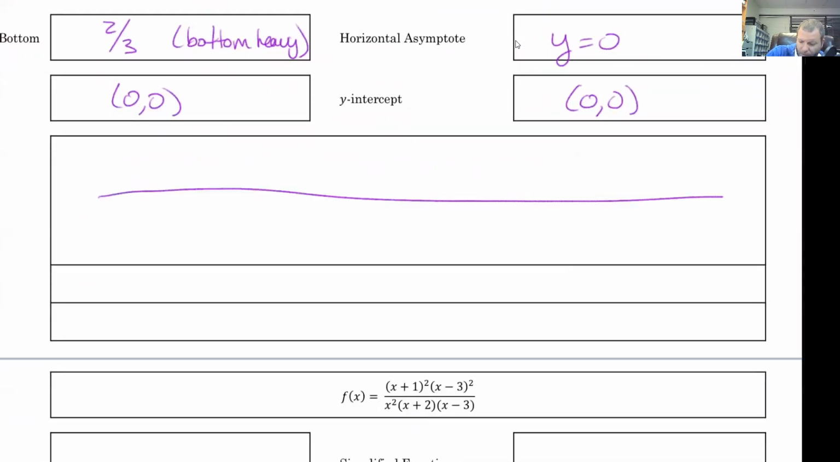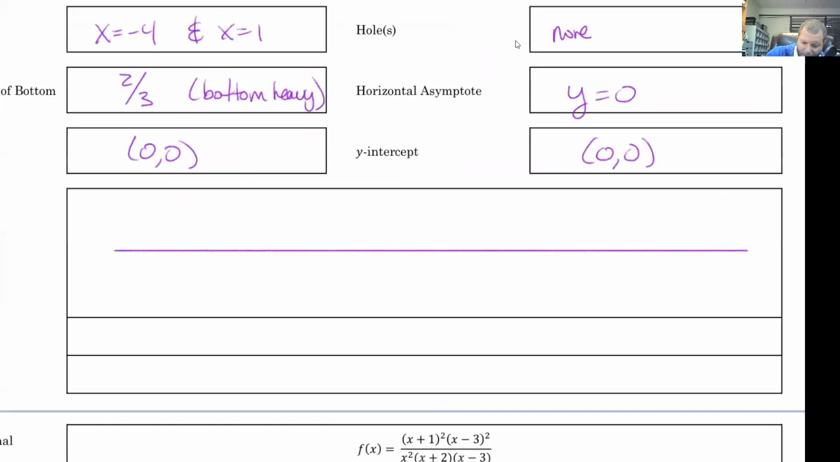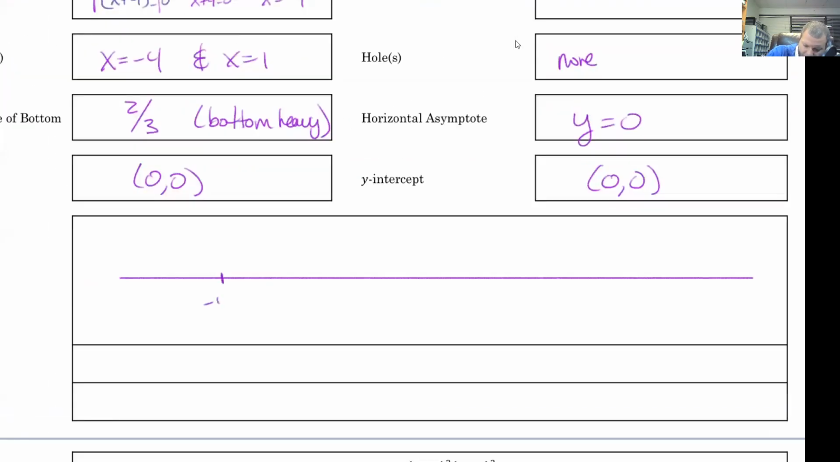All right, so then table of signs time. Here's our table of signs. We have a vertical asymptote at -4, an x-intercept at 0, and a vertical asymptote at 1. I'm just going to draw some vertical asymptotes in to remind me, and throw in a 0 right here. You don't have to do any of this, but it helps to remember what we got.